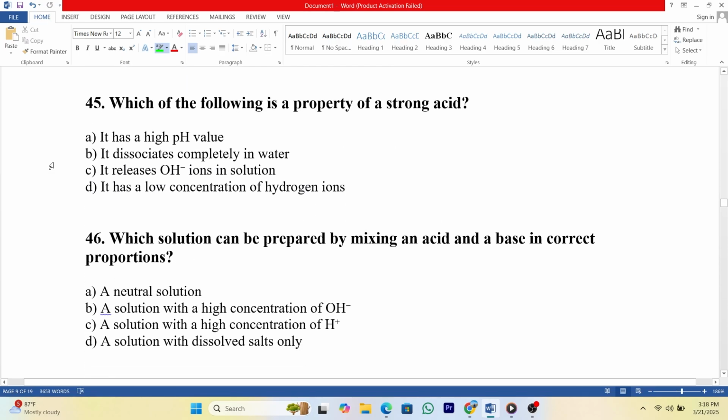45. Which of the following is a property of a strong acid? A. It has a high pH value. B. It dissociates completely in water. C. It releases OH ions in solution. D. It has a low concentration of hydrogen ions. Answer: B. It dissociates completely in water.